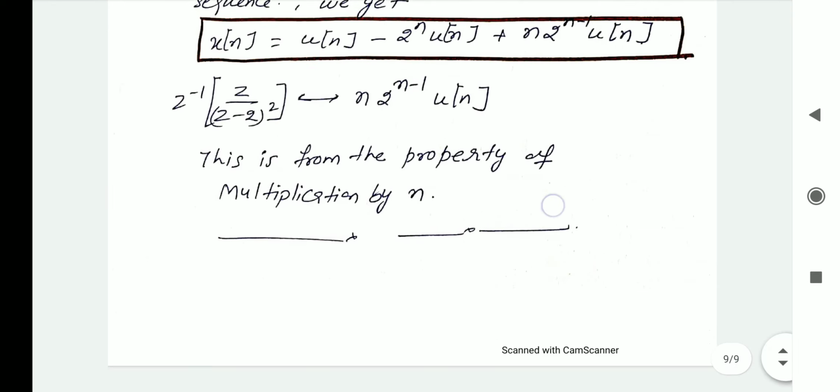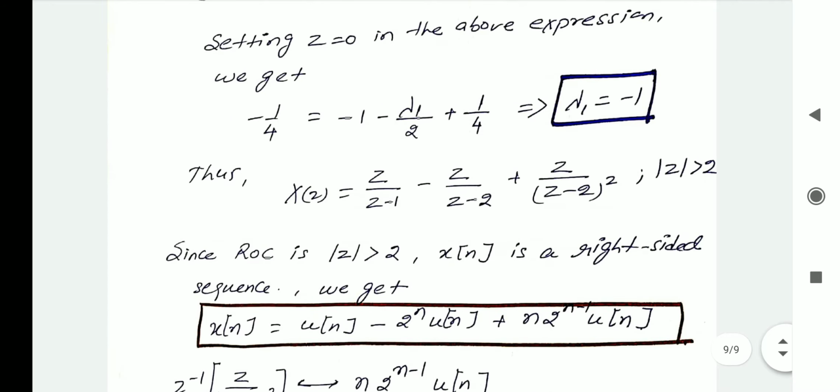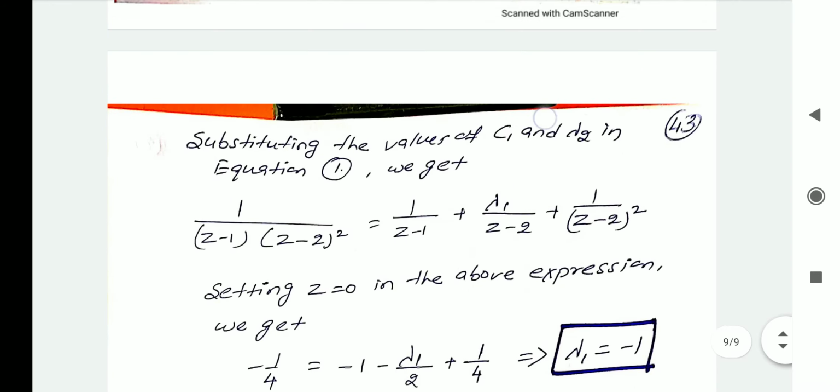So this is how we solve the numericals based on the different patterns of x of z given to us.